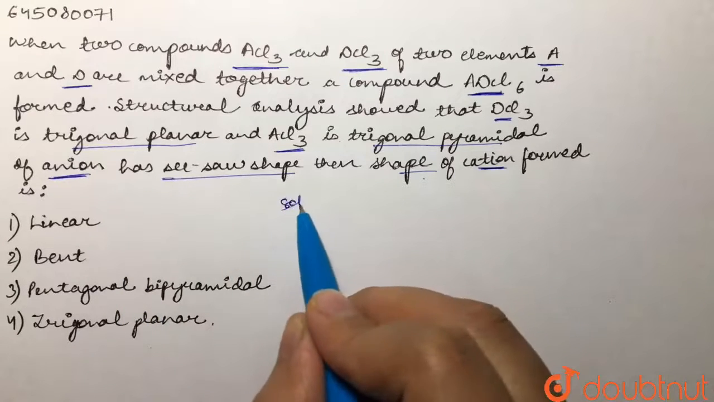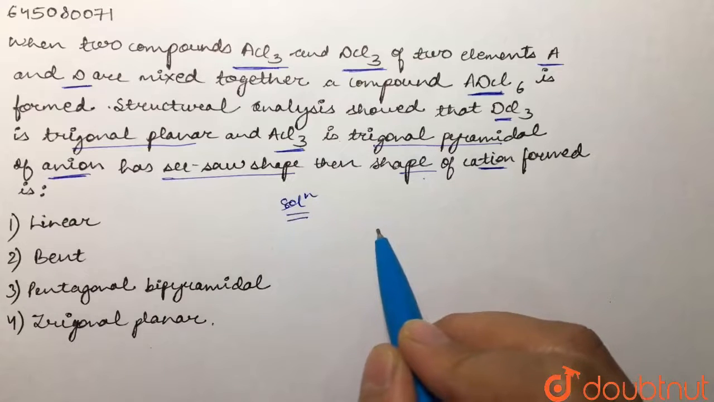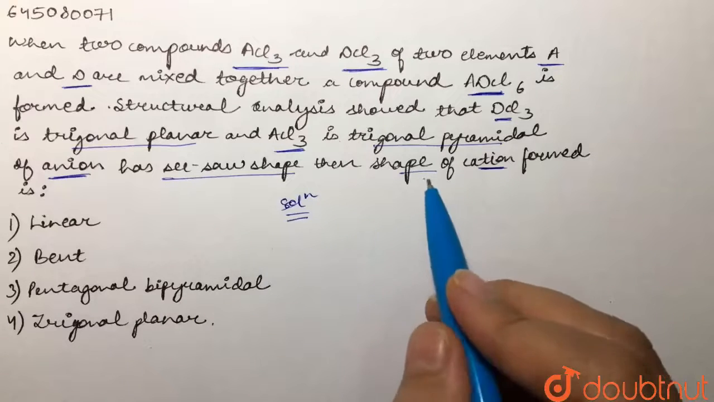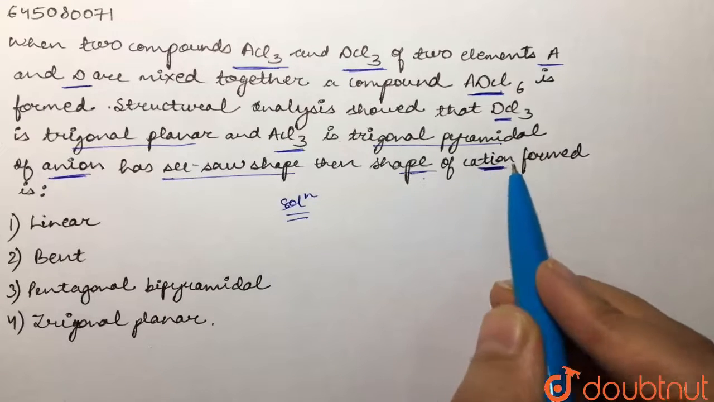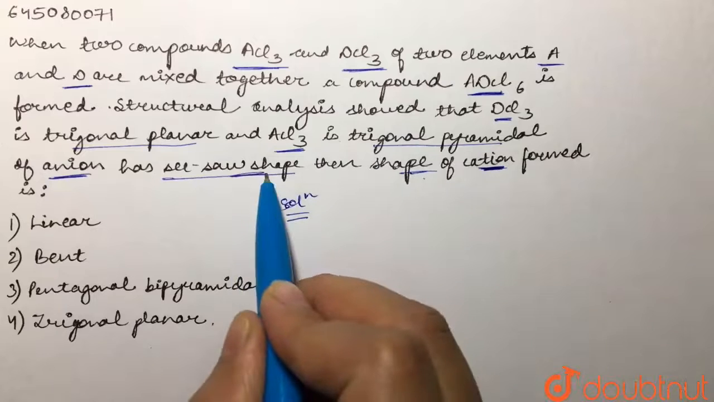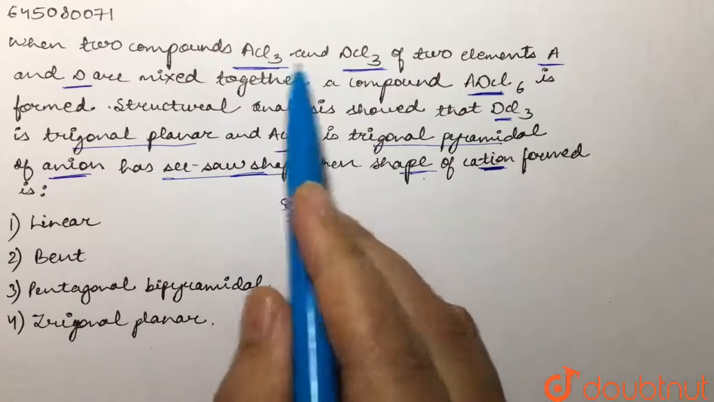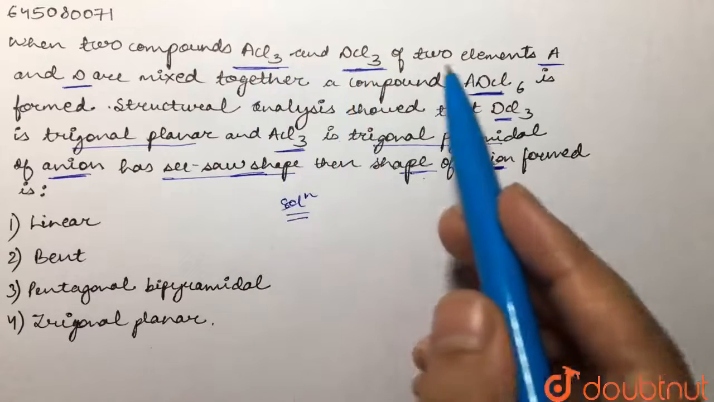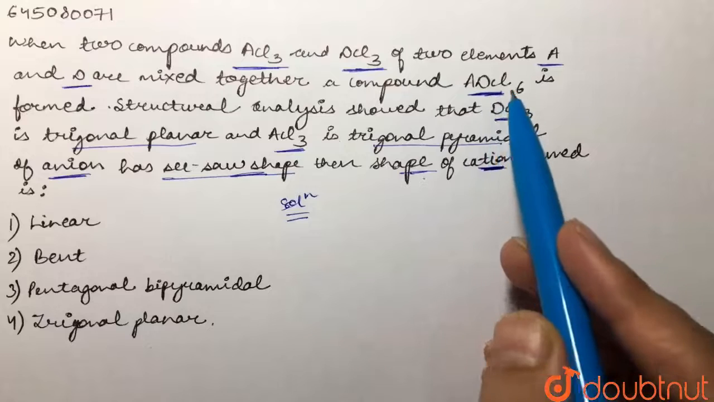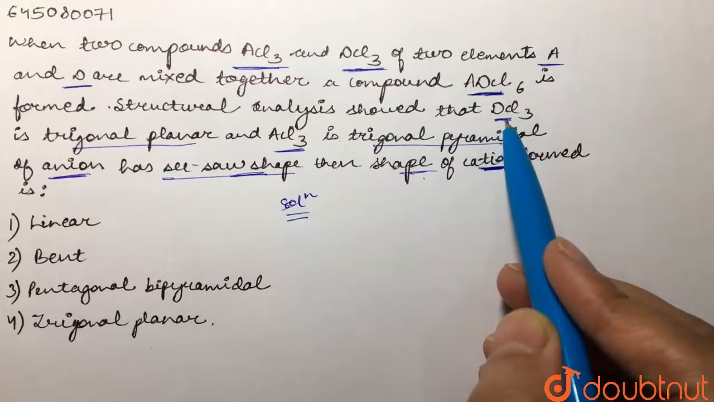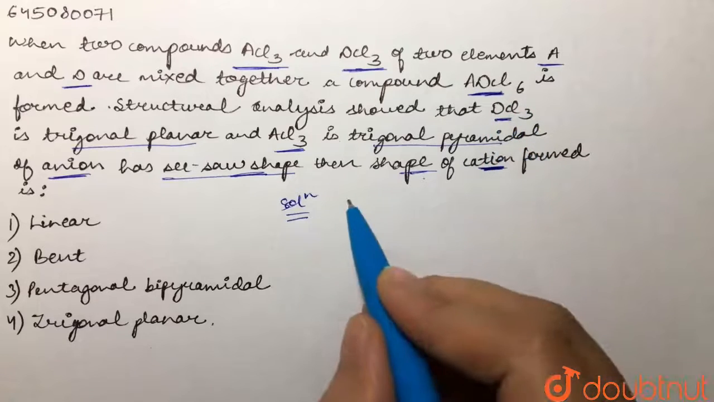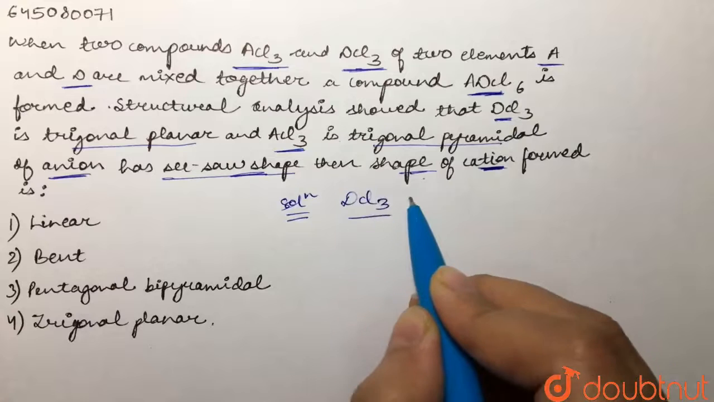So we over here are supposed to tell what would be the shape of the cation formed if the anion has a seesaw shape, right? And they are saying we are mixing ACl3 with DCl3, and now ADCl6 is formed. First of all, they are saying that DCl3 is trigonal planar.